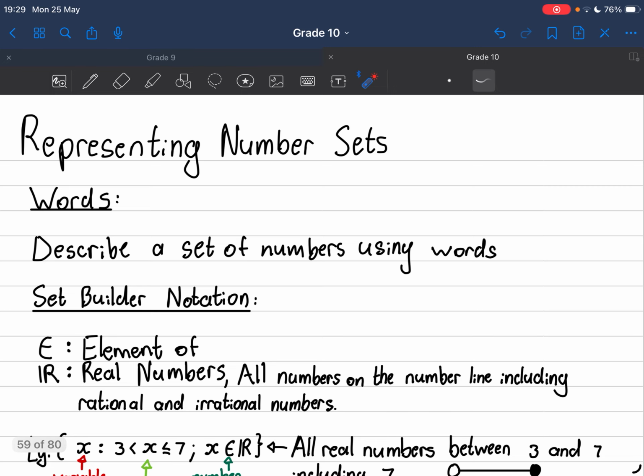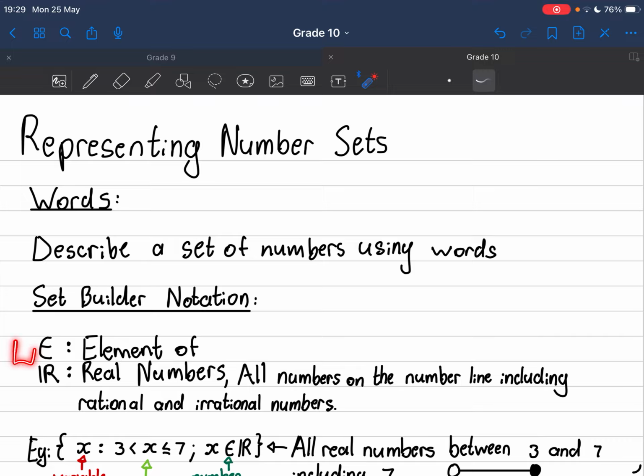The next thing we need to know is something called set builder notation. And there are a couple of definitions first. We need to know what this ∈ symbol stands for. ∈ simply means element of, means it belongs to. So whatever is before ∈ belongs to the number type that follows. The number type we usually use is R, which means real numbers, which includes all numbers on the number line, including rational and irrational numbers.